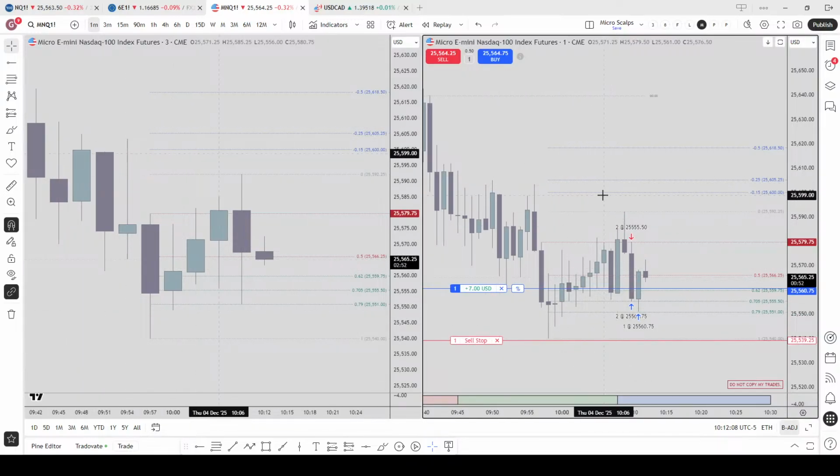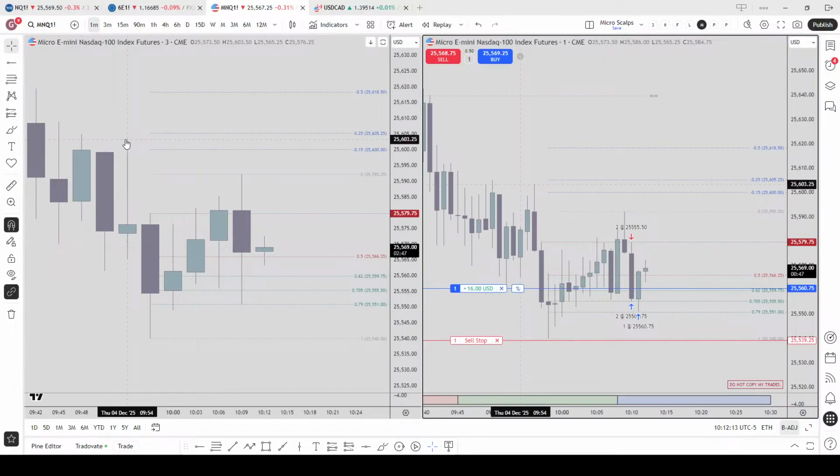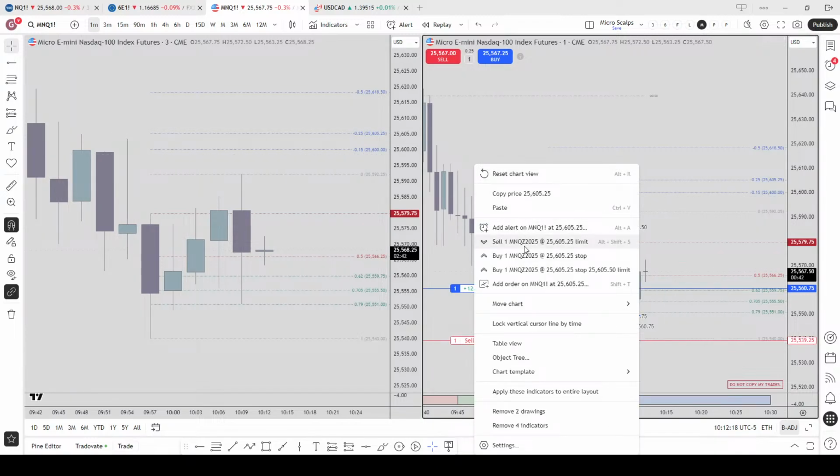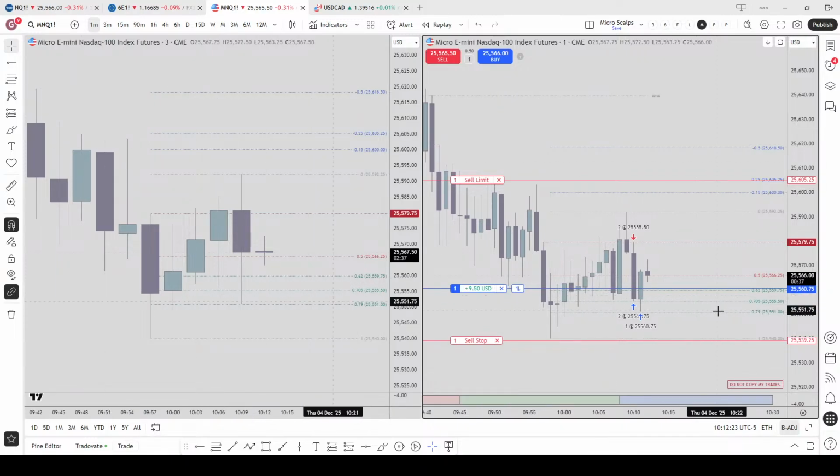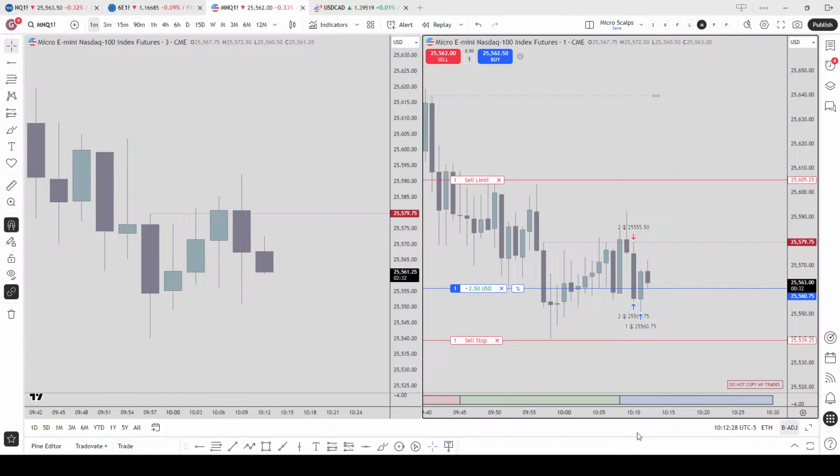And then I'll be looking for the equal highs up here on the 1 minute. And it's a 3 minute swing high as well. So we're gonna look for that. Sell limit. Right. So I have too many things to look at.